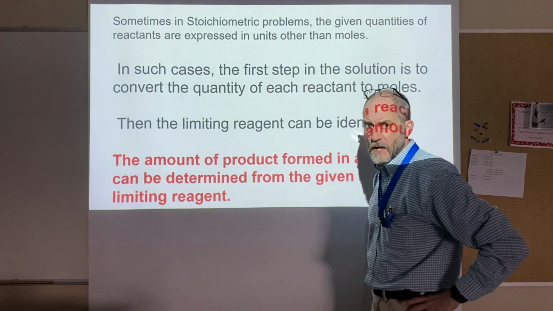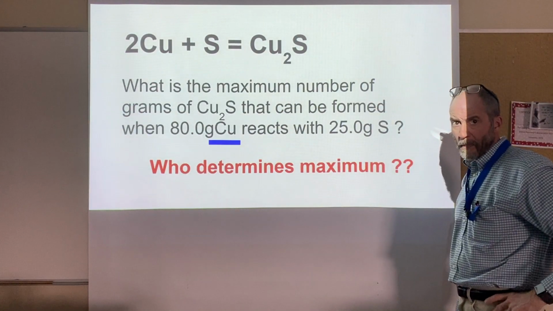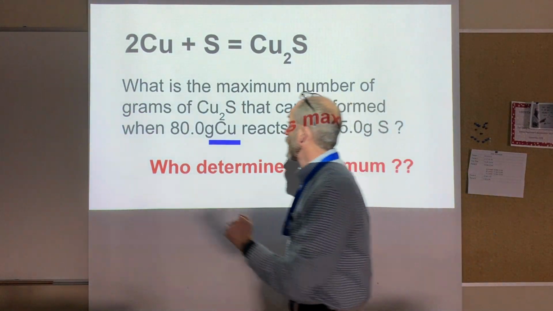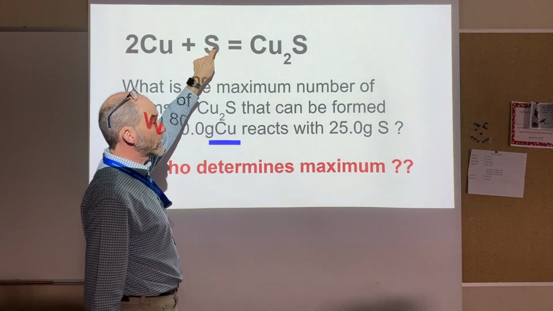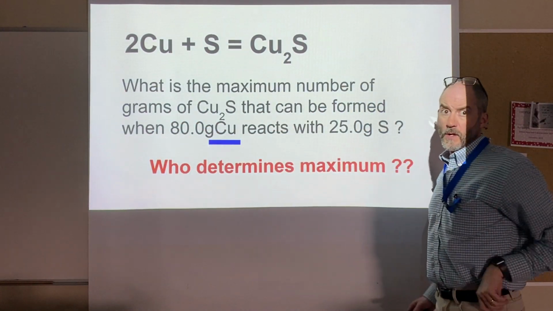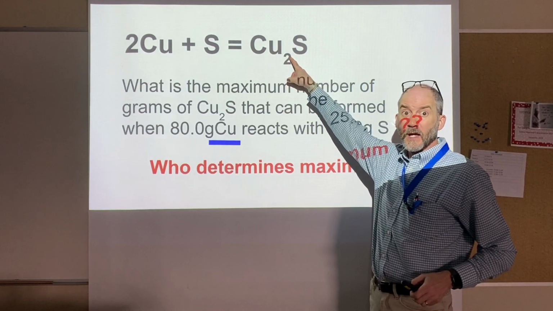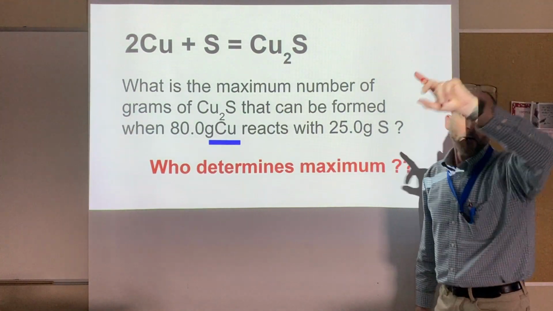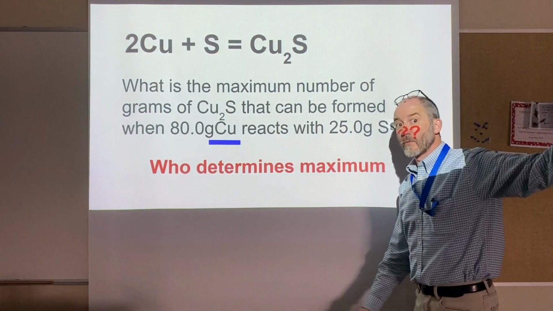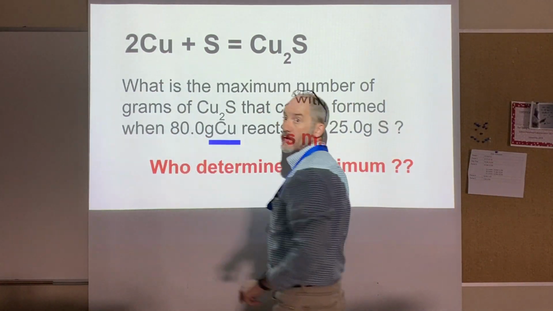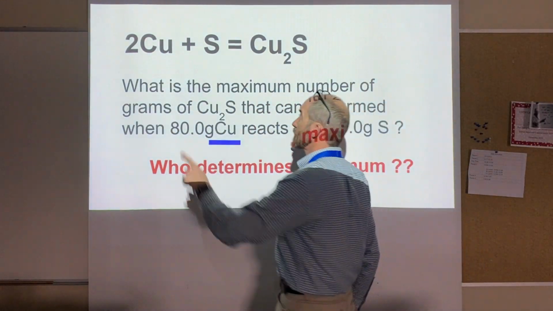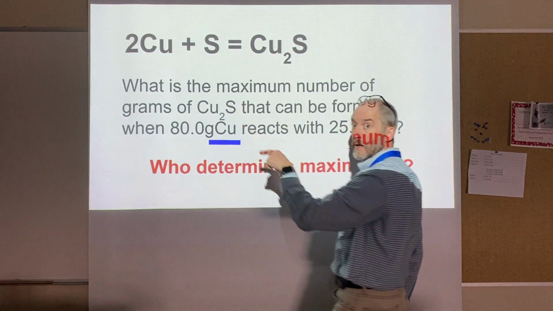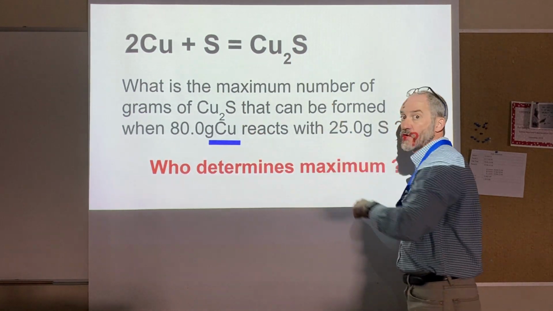So stick with me because this is the last part. Same equation, same molar ratio, same balance, same numbers. I'm going to give you 80 grams of this, and I'm going to give you 25 grams of this. But what I really want to know is how much of this in grams can I produce? And you're like, well, I already know which one is the limiting reagent. I know that copper is the limiting reagent because I just figured that out a while ago. So I know this is the one that's going to hold things back. Good. Then that's the one you're going to use to determine how many grams of this you have.